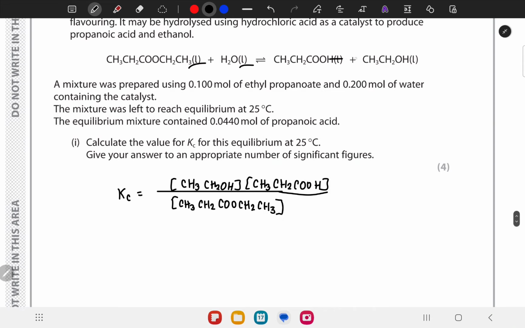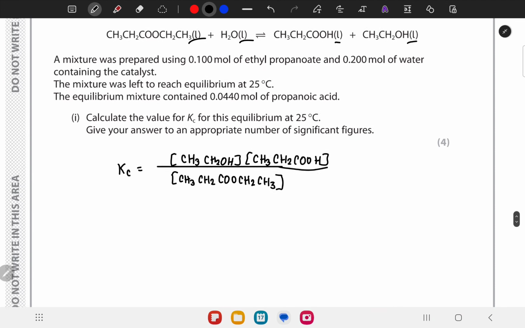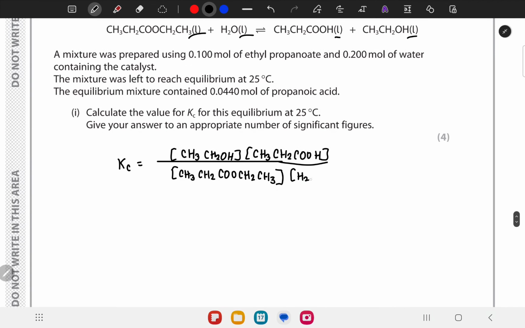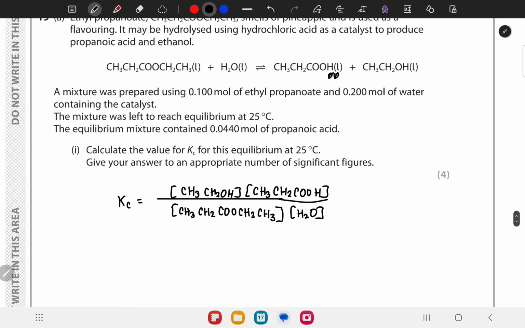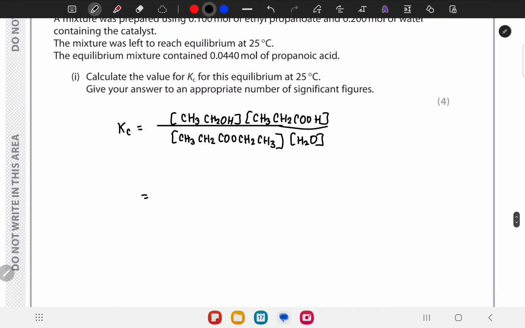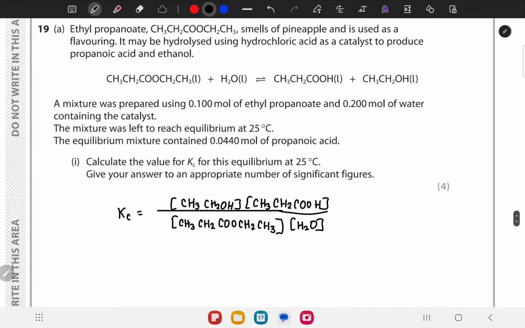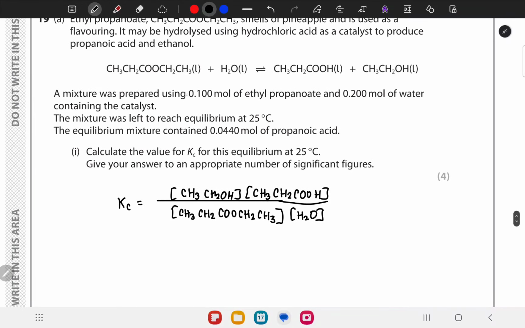Since all of them are liquids, they are not in aqueous solution. The concentration of water will also matter over here. If everything else was aqueous instead of liquid, the concentration of water would not be considered because it would be a solvent in that case. So for Kc, we need to find the concentrations.